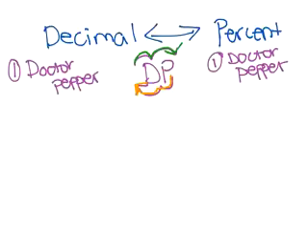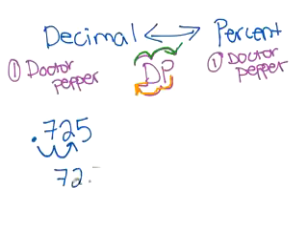So let's say that I had 0.725. To go from that to percent, I'm going to use Dr. Pepper, which tells me to go from decimal to percent, move it twice to the right. So this would be 72.5%.